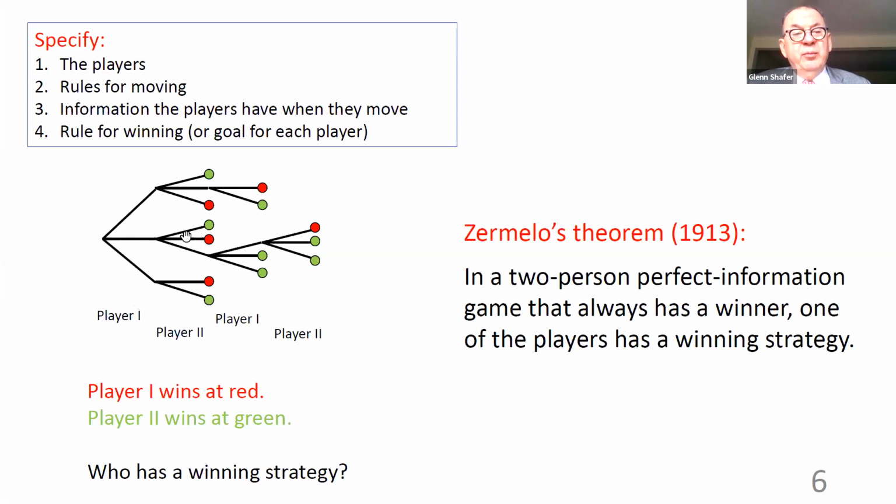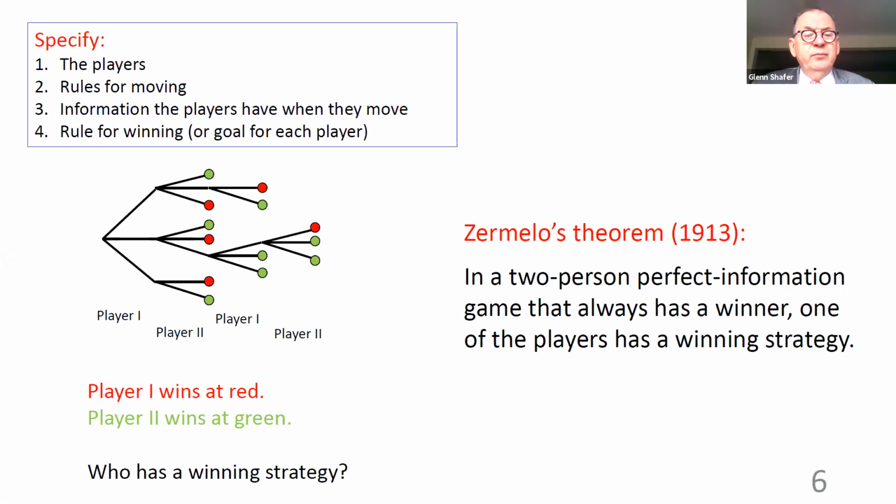If player 1 goes here, player 2 chooses between these 3, and so on. So these are the possible ways the game can go. Each path is a final outcome. And if the game takes this path here and you end up there, red, player 1 wins. We say all the outcomes marked with red are the ones where player 1 wins. Those marked with green are the ones where player 2 wins.